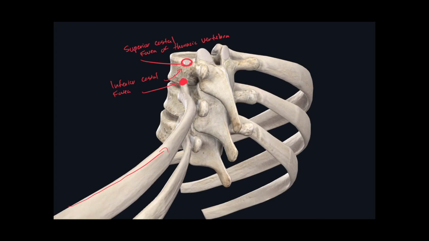On top of the superior costal fovea and the inferior costal fovea, there's one other site of articulation between the ribs and the thoracic vertebrae, which is found right here. On the transverse process, there is a surface that articulates with the rib. Since it's found on the transverse process, we're going to call it the costal fovea of the transverse process of a thoracic vertebra.